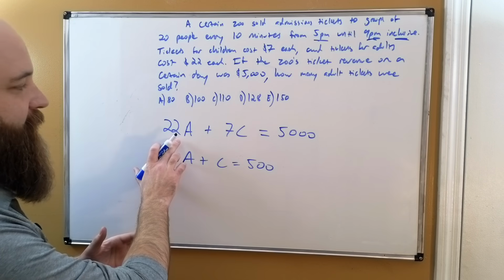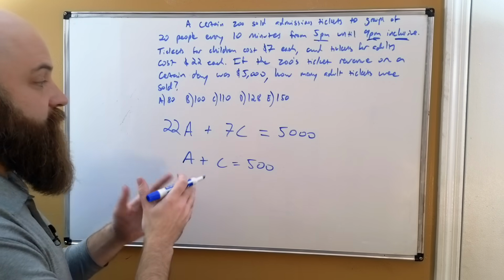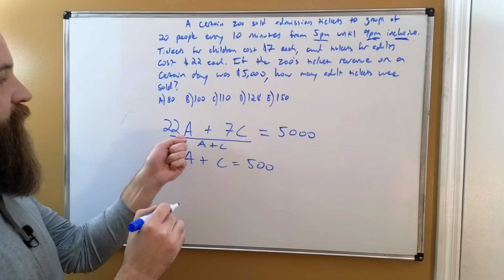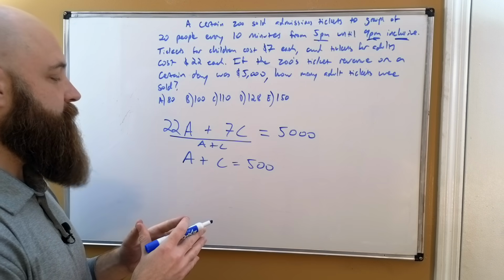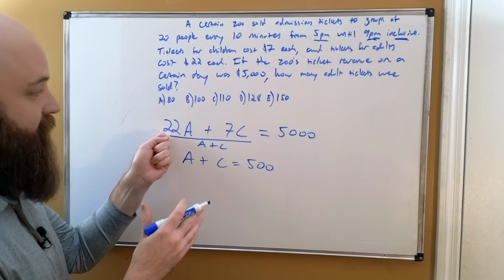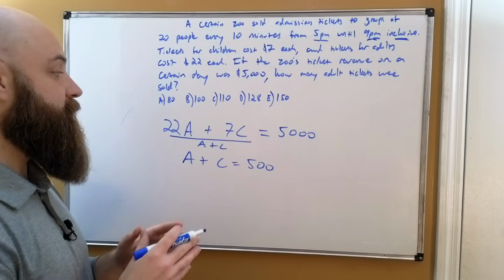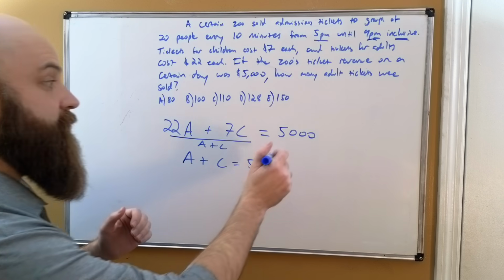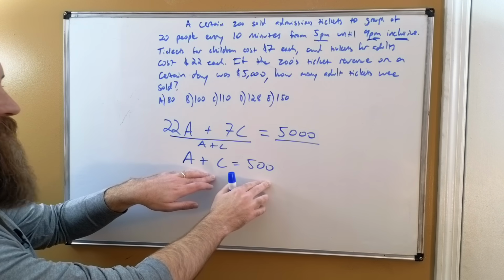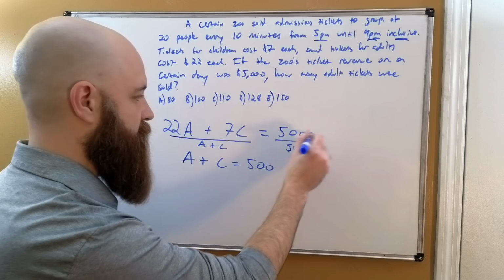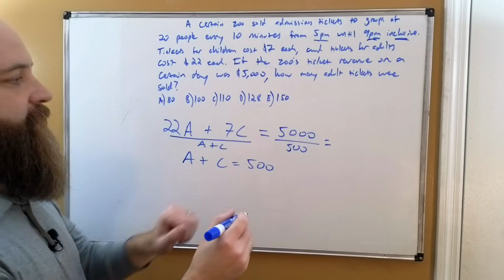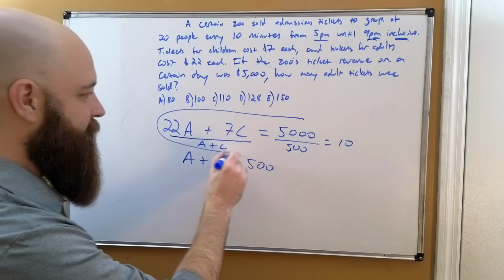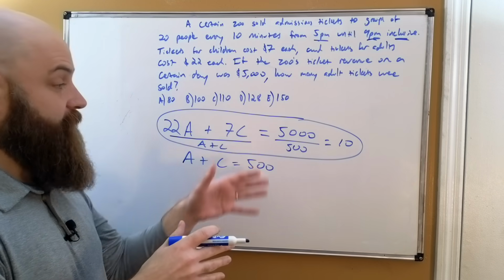Essentially what I'm doing is taking a weighted average of 22s and 7s, at least I could think of it that way, if I divide this by A plus C, right? A certain number of 22s, a certain number of 7s, divided by the total number of 22s and 7s. Okay, great. Now, to be fair, if I'm dividing the left side by A plus C, I need to do the same thing over here, but I'll say 500 instead of A plus C because I can simplify that really nicely. 5,000 over 500 is 10.